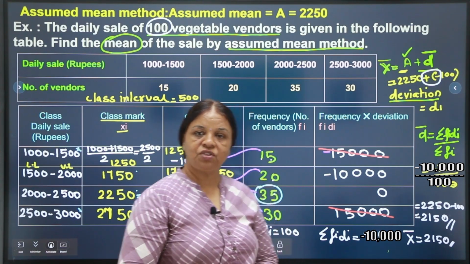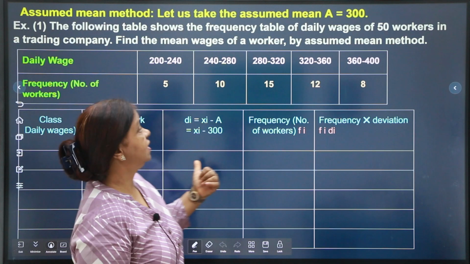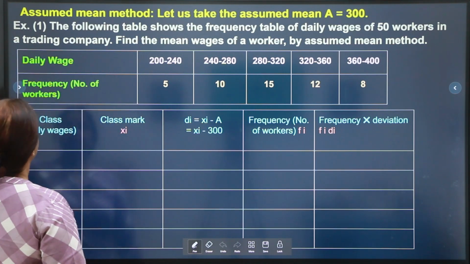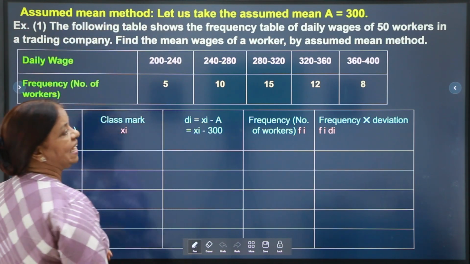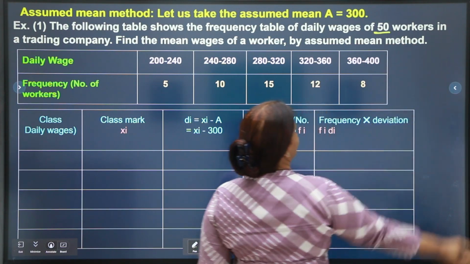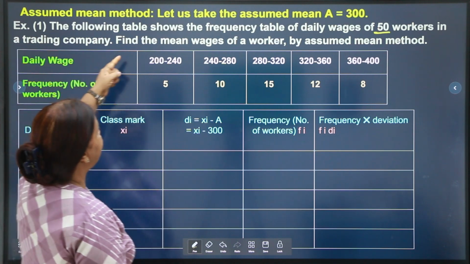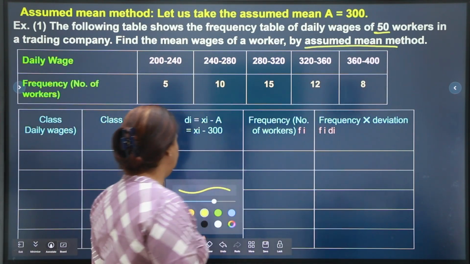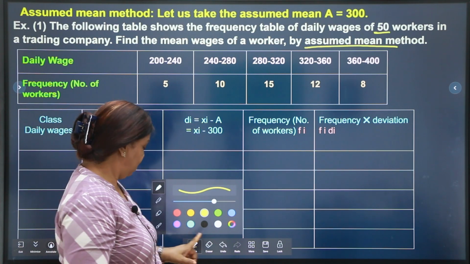You can pause the video, children, and you can solve the sum. The previous one was the example from your textbook. Now this is again the first example of your textbook. The question is, the following table shows the frequency table of daily wages of 50 workers. The number of workers is 50, that means our summation of Fi will be 50. In a trading company, find the mean wages of the workers by the assumed mean method.